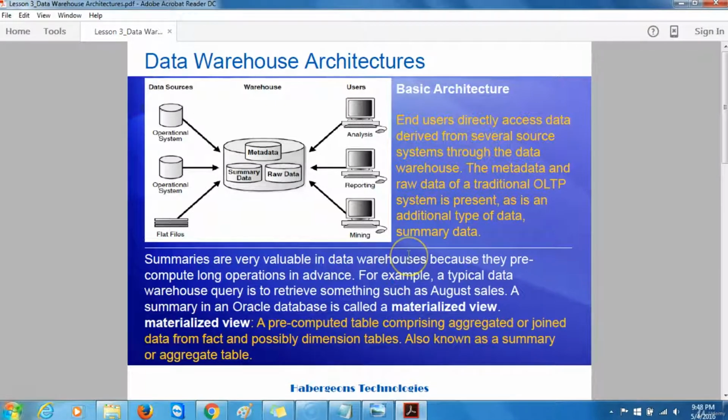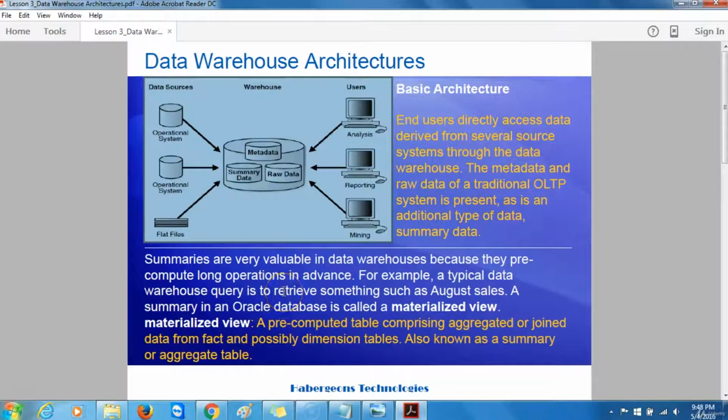End users directly access data derived from several source systems through the data warehouse. The metadata and raw data of a traditional online transaction processing system is present, as is an additional type of data, summary data. Okay, so the data in itself comes from different source systems. There are operational systems and flat files, which are loaded to a data warehouse, and then end users use it for analysis, reporting, and data mining purposes.